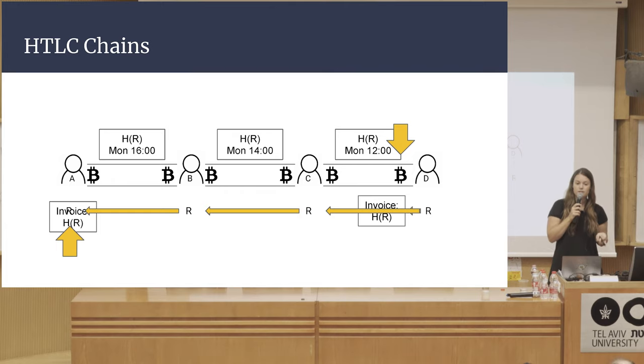And then when B receives this instruction to route, B will lock in a similar HTLC into his channel with the same hash but a lower time lock. And this is so you make sure that the HTLC you have downstream doesn't time out before you have a chance to give them the pre-image, because you may have to settle on-chain.